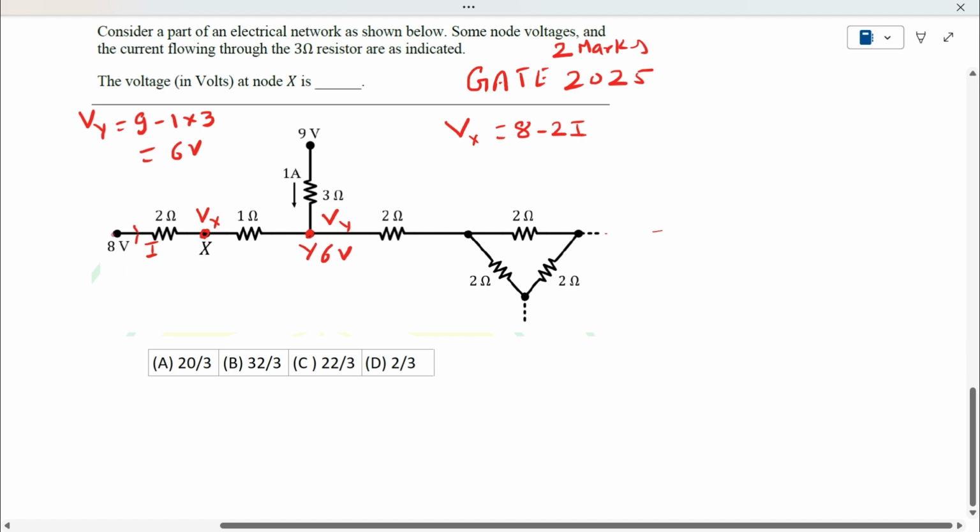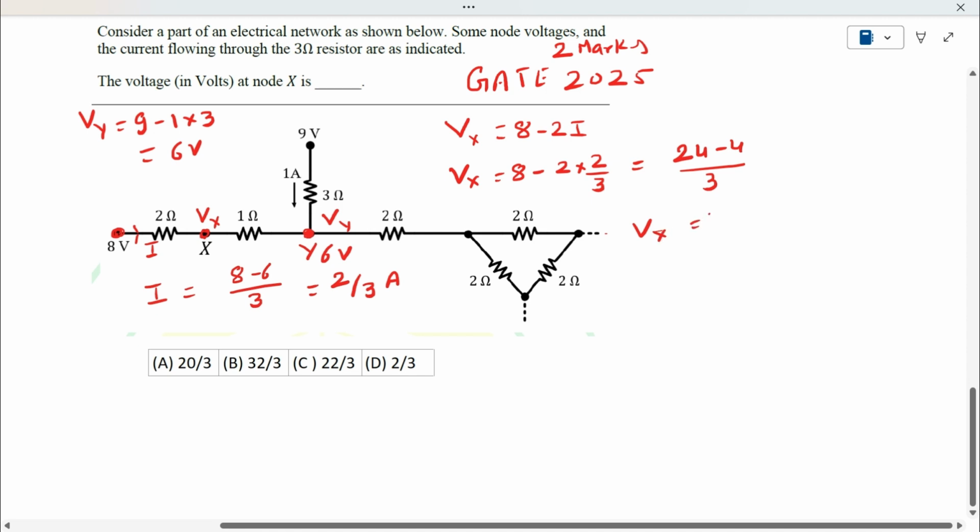It's very easy because I consider this is the voltage 8 volt at this node, and here voltage at this node is 6 volt, and these two resistors are in series. So current can be easily found by 8 minus 6 divided by the sum of these two resistors, which is 3. So current is 2 divided by 3 ampere, as resistors are given in ohms only. So Vx will become 8 minus 2 multiplied by 2 by 3, which is equal to 24 minus 4 divided by 3. So Vx is nothing but 20 by 3.